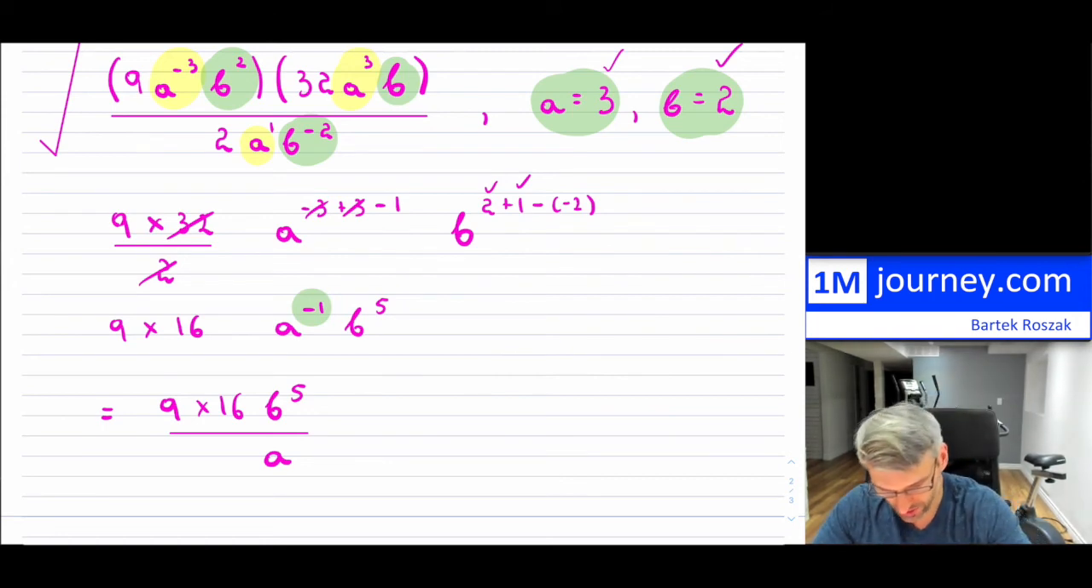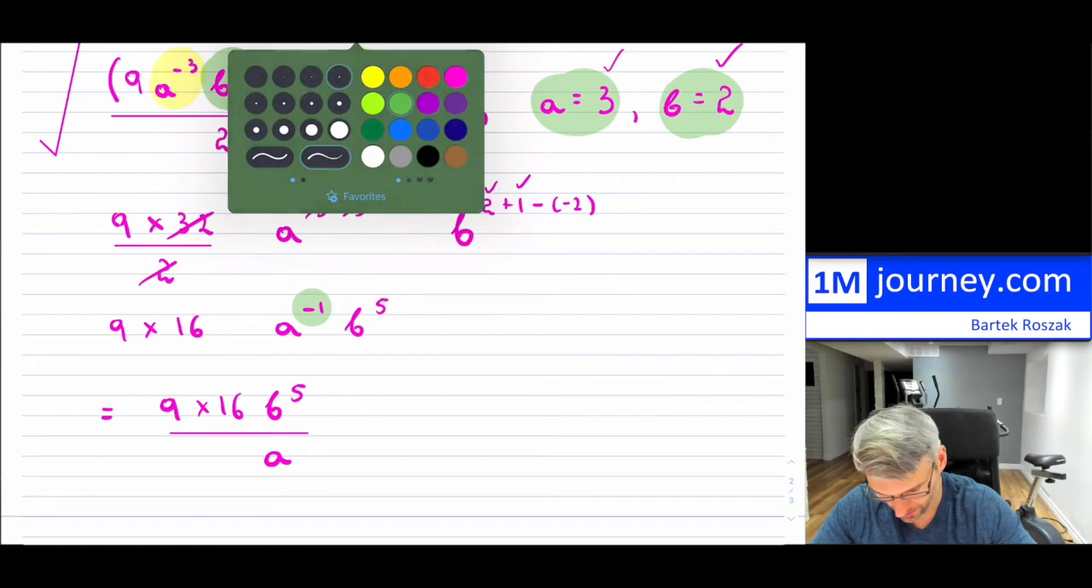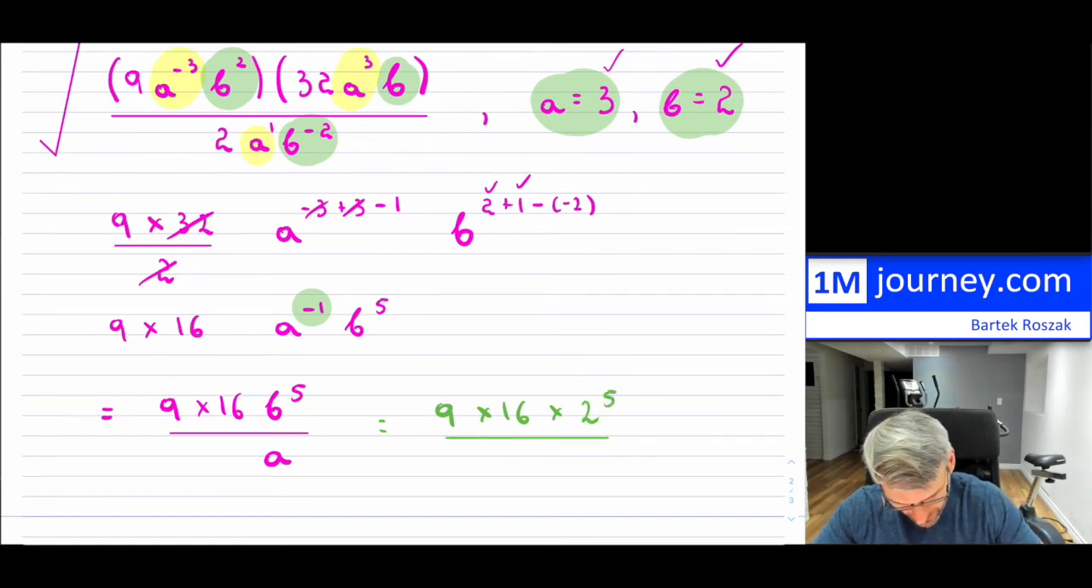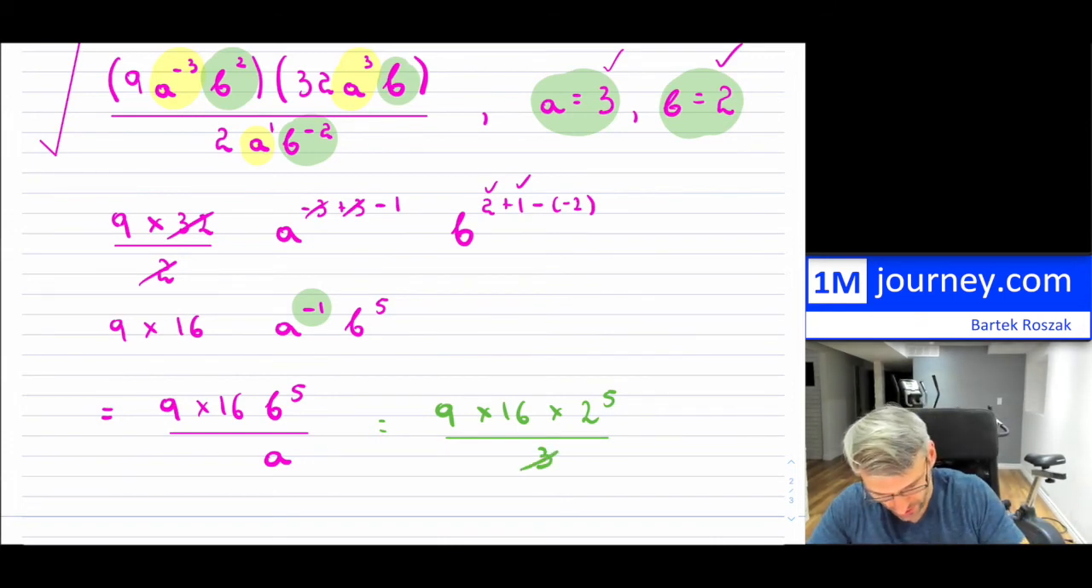Now let's substitute the numbers, which is going to be equal to 9 times 16 times B, which is 2 to the 5, divided by 3. All right. 3 goes into the 9.